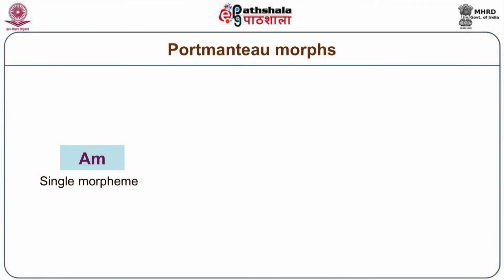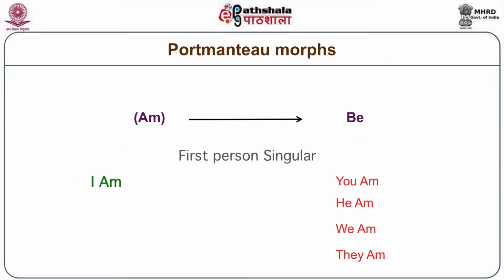The word am is a single morph, as you can see. You can't segment it into a and m. There is no role for a and no role for m in am. Am is a portmanteau in that it represents the morpheme be, the verb to be, and other morphemic material covering first person singular. You can only say I am. You cannot say you am, he am, we am, they am. Right? So as you can see, am is several things rolled into one.